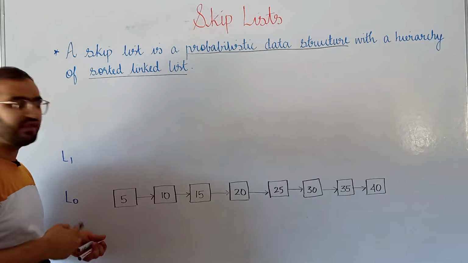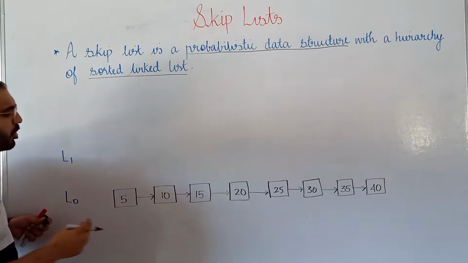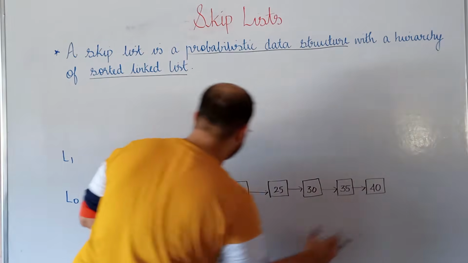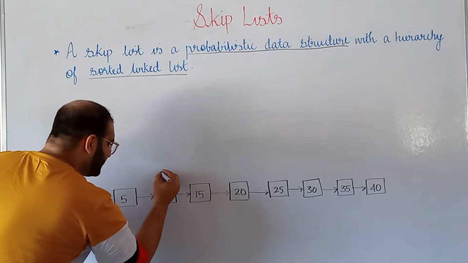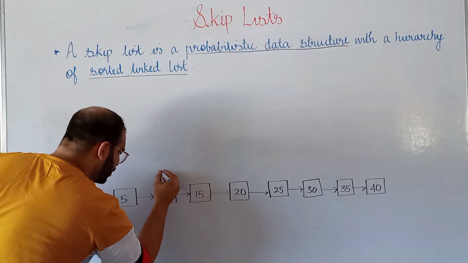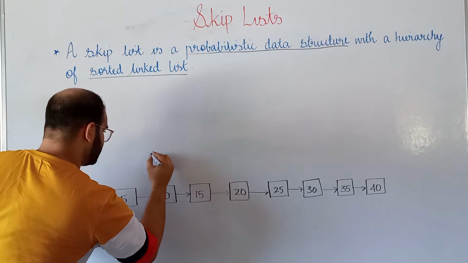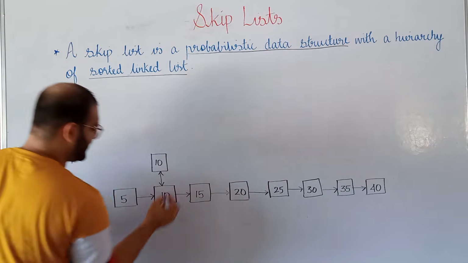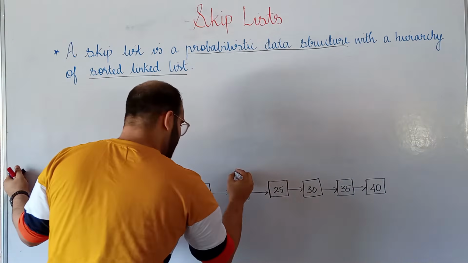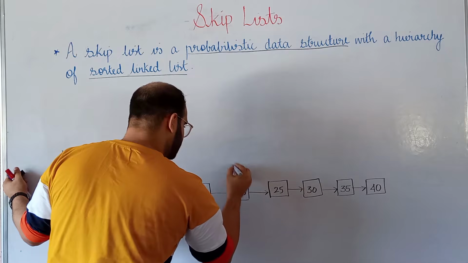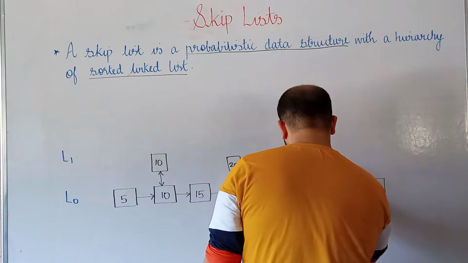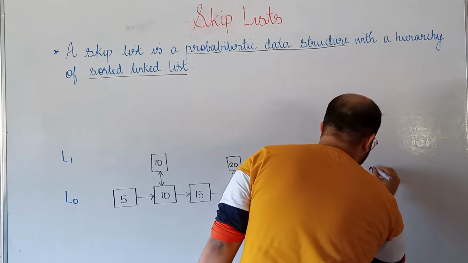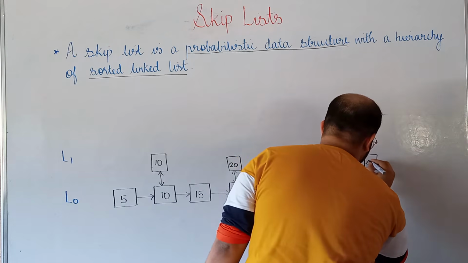And I can take them in this manner: I'll take all the alternate elements. That means I'll take 10, 20, 30 and 40, right? So let me take all the alternate elements in order to make my L1. I'll take 10 over here, then I'll also take 20, I'll also take 30, and then I'll leave one element and I'll take another element, that is 40, for my L1.